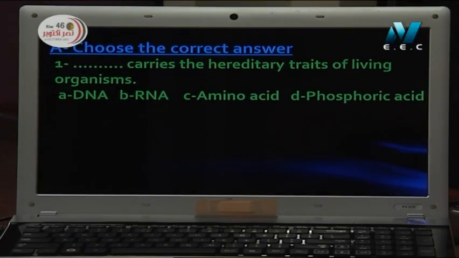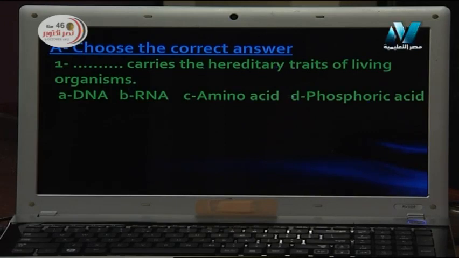Carries the hereditary traits of the living organism. Hereditary traits, اللي هي الصفات الوراثية. Number 1 DNA, B RNA, amino acid, and phosphoric acid. Carry genetic information أو hereditary trait.